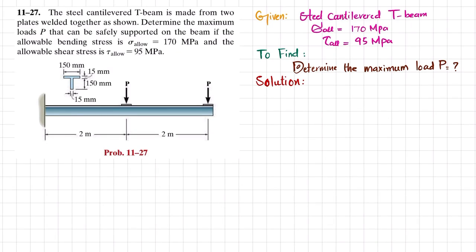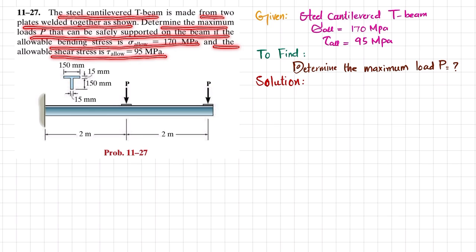Welcome back. Today we'll solve problem 11-27. The statement is: the steel cantilever T beam is made from two plates welded together as shown. Determine the maximum load P that it can safely support if the allowable bending stress is 170 MPa and the allowable shearing stress is 95 MPa.